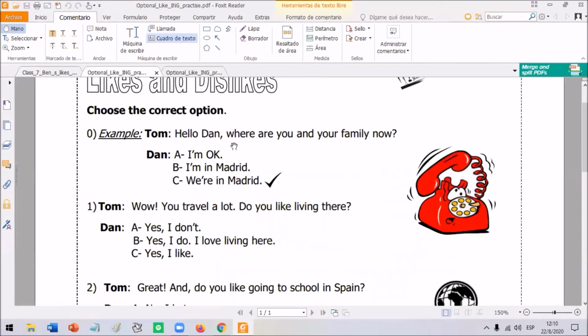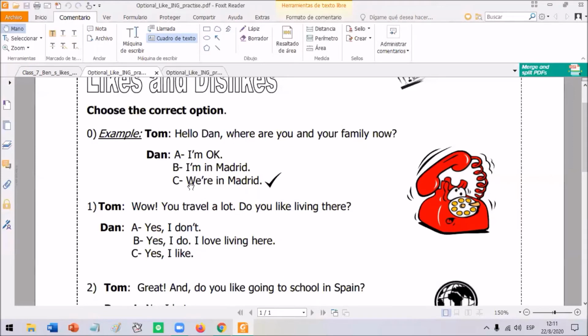Let's see the beginning of this conversation. Hello, Dan. Where are you and your family now? Okay. A ver las posibles respuestas. La primera dice, I'm okay. Pero no le pregunto, how are you? Le pregunto, where are you? Where are you and your family now? Y si responde, I'm in Madrid, estaría respondiendo a la pregunta where, es verdad, pero fíjense que dice, where are you and your family? No le pregunta dónde estás vos solito, le pregunta dónde estás con tu familia.